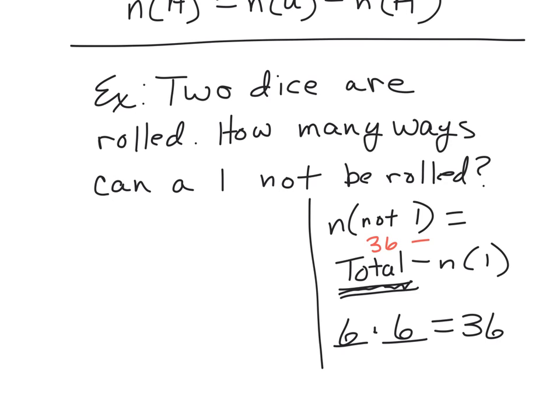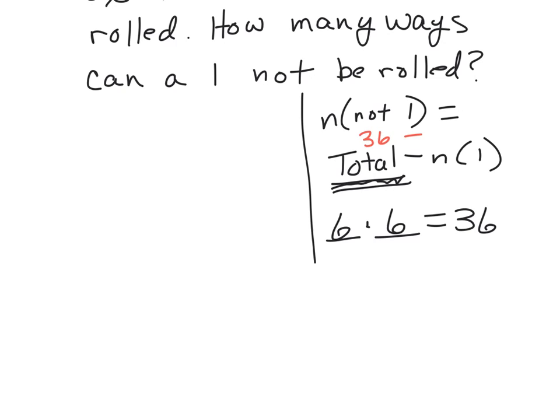Okay, now let's figure out how many ways I could roll a 1. I'm going to do that by listing them out. So I could roll a 1 then a 1, or a 1 then a 2, or a 1 then a 3, or a 1 then a 4, a 1 and a 5, or a 1 and a 6. So that would be all the ways I could roll a 1 on the first die. What are all the ways I could roll a 1 on the second die? Well, I've already got 1, 1. But I could get 2 on the first, 1 on the second. 3 on the first, 1 on the second. A 4 with a 1. A 5 with a 1. A 6 with a 1.